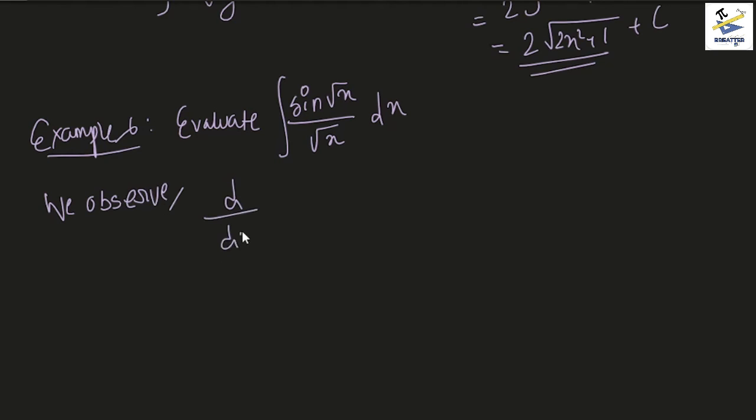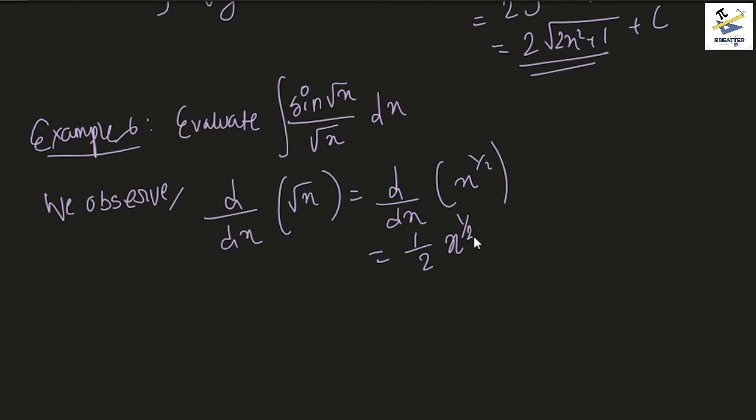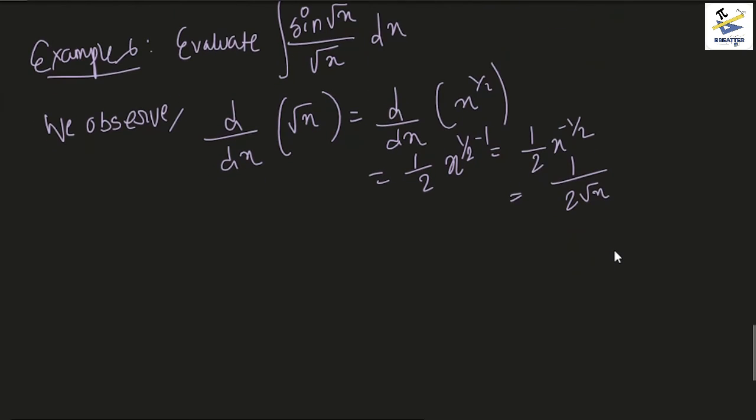We observe d/dx of root x is just equal to d/dx of x to the power 1 by 2. Now we have learned previously that for d/dx of x to the power something, the power comes out as a coefficient and the power is reduced by 1, which means it is half into x to the power minus half, or in other words 1 by 2 root x, right? So if we were to differentiate, what we would get is something like this.